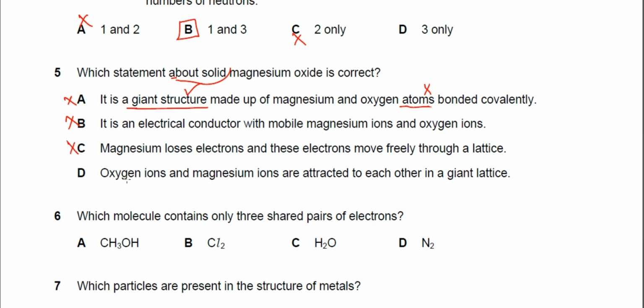So option D: oxygen ions and magnesium ions are attracted to each other in a giant lattice. Yes, this is the definition of an ionic compound, that oppositely charged ions are attracted to each other. Understood? So D will be the right one. Then for question 6.